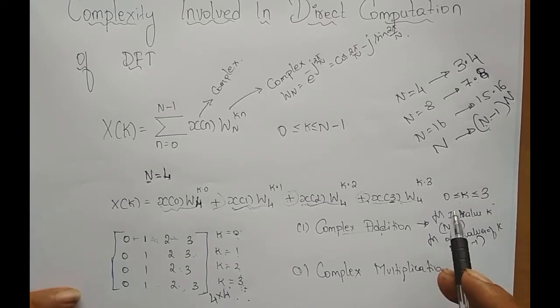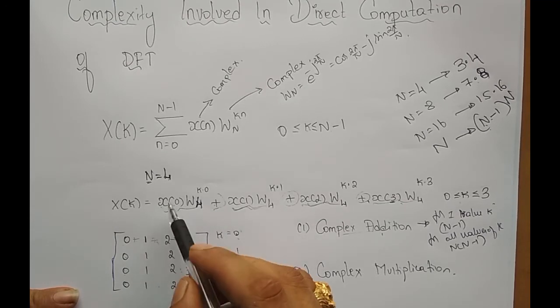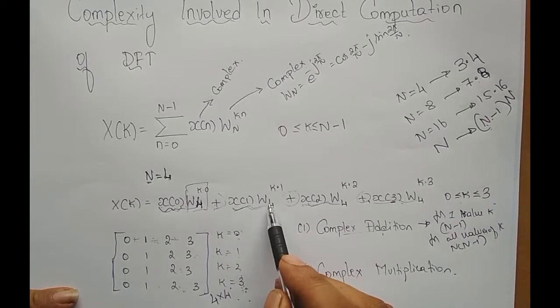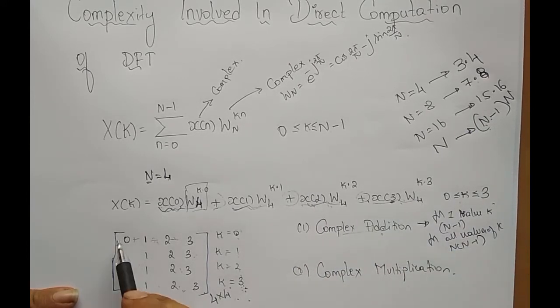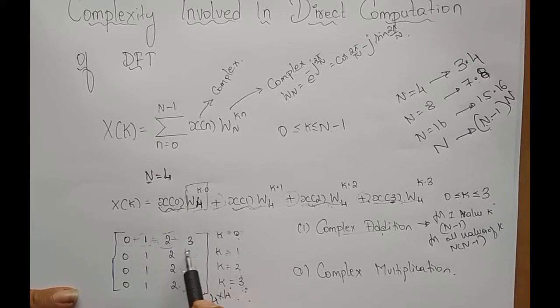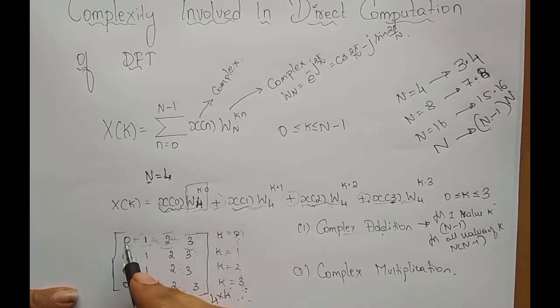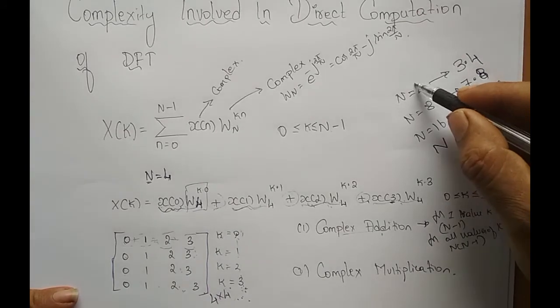Okay, similarly for one value of k, you consider any one row of this matrix, how many complex multiplications are required? This is a complex number and this is a complex number, so I am multiplying these two. So 1, these two are multiplied, 2, these two are multiplied, 3, and these two are multiplied, 4. So totally I require 4 complex multiplications for one value of k. For all values of k, 4 times 4, right? 4 times 4 complex multiplications are required, if N is equal to 4.